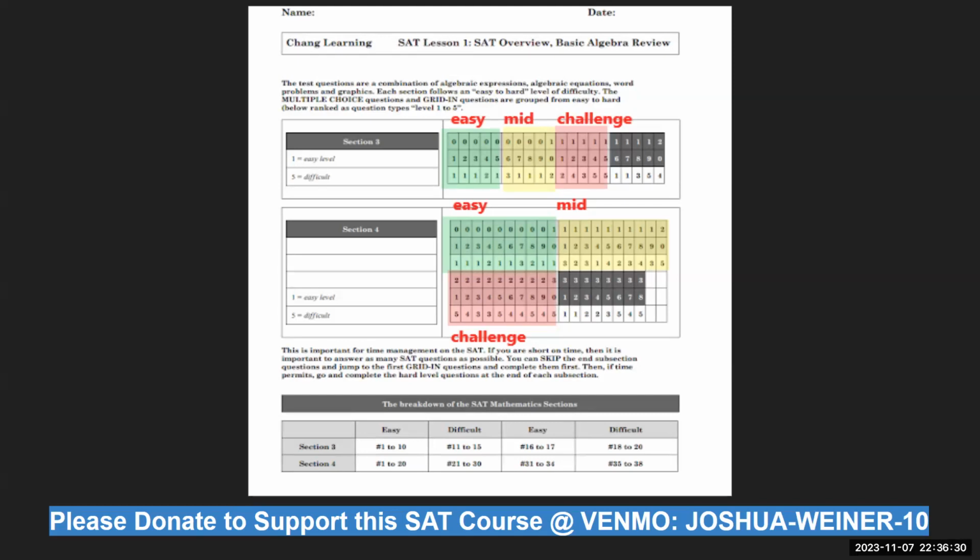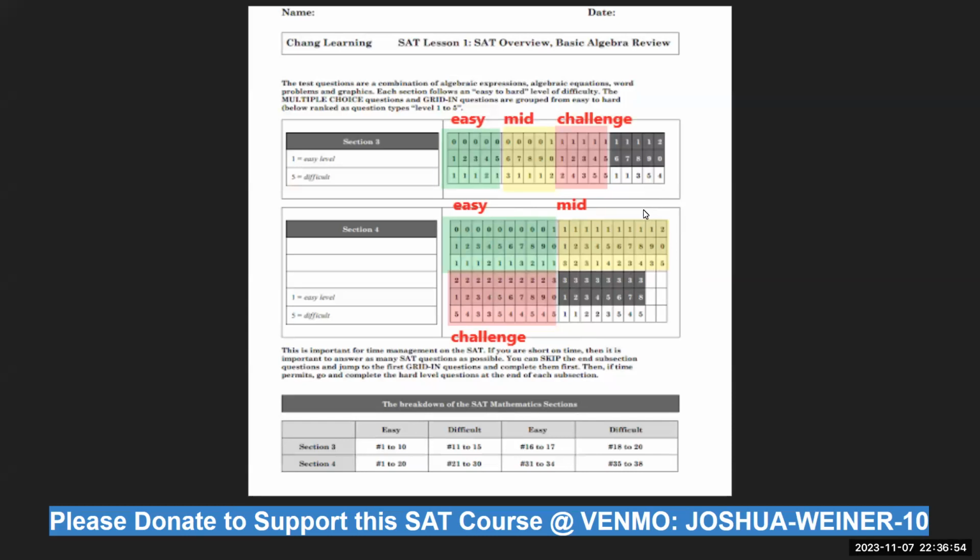And then this pattern is repeated, going from easy, mid to challenge level of difficulty, with a few exceptions, crossover questions. But you can see that the level 1, 2, and 3 questions are mostly at the front of each of these sections. And the more difficult level 4 and 5 questions, as they're ranked, are in the later half of the exam.